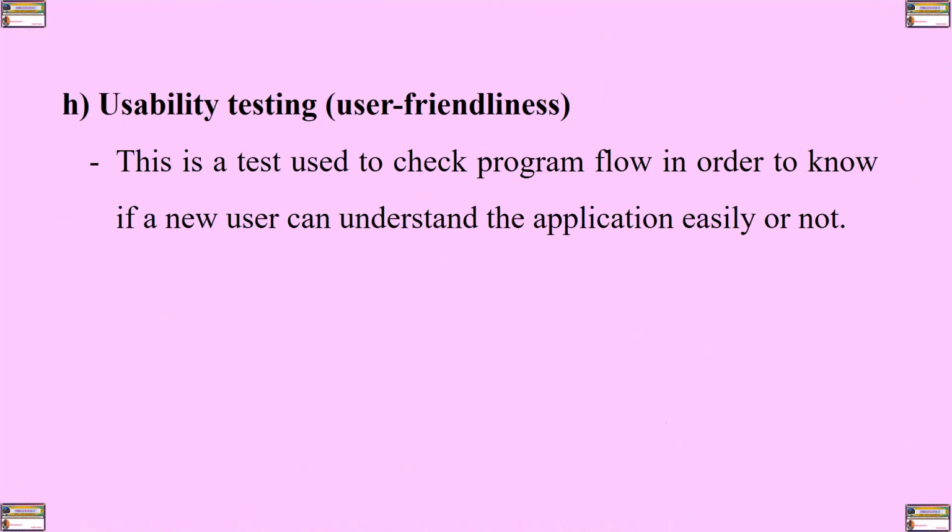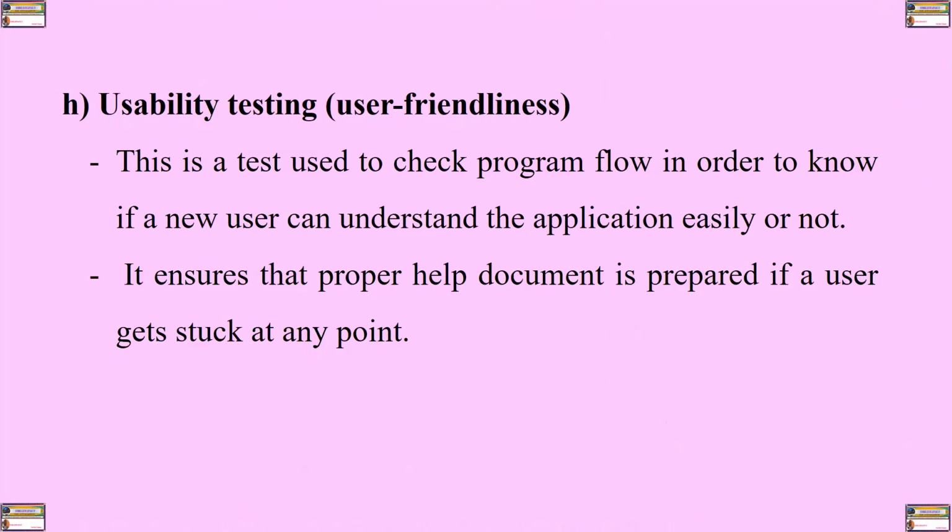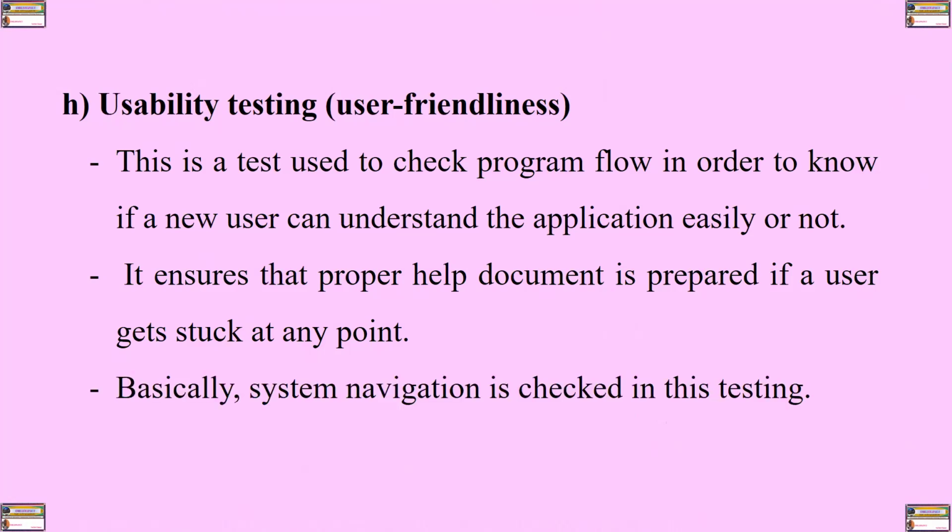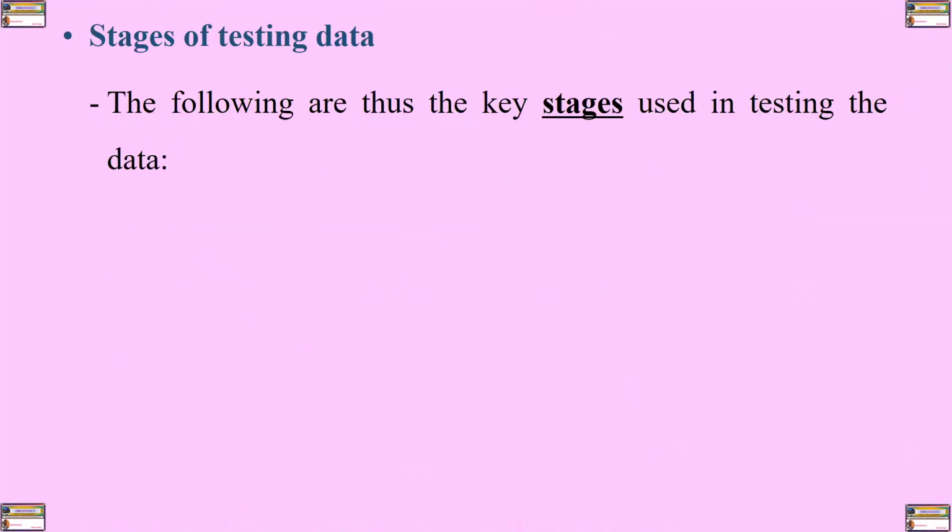This is a test used to check program flow in order to know if a new user can understand the application easily or not. It ensures that the proper help document is prepared if a user gets stuck at any point. Basically, system navigation is checked in this testing.